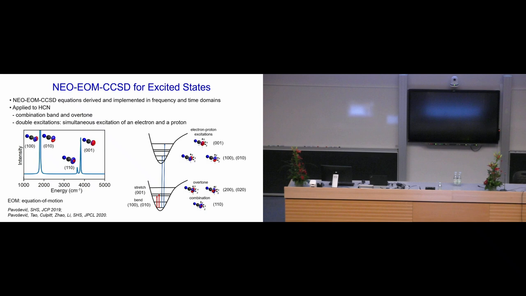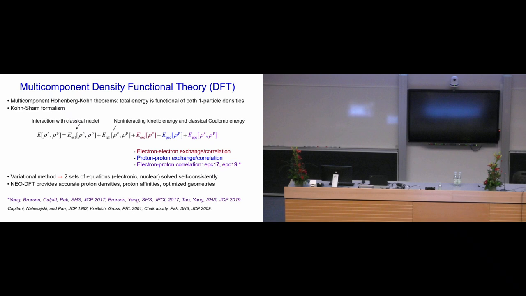So again, it works great, but it's expensive. We want to do on-the-fly dynamics, and we're probably not going to be able to do that with this method right now. So this is why we turned to multi-component density functional theory. This is just density functional theory for more than one type of particle. In this case, we have electrons and protons.